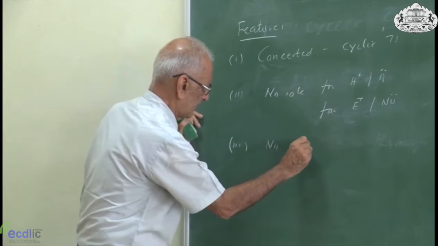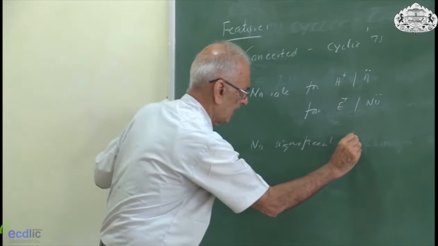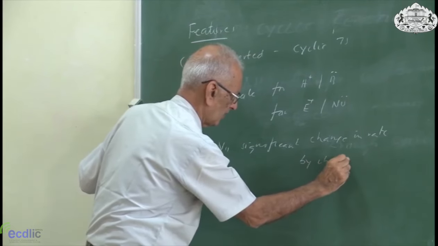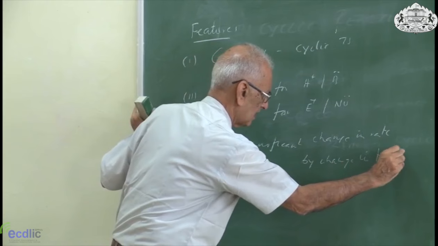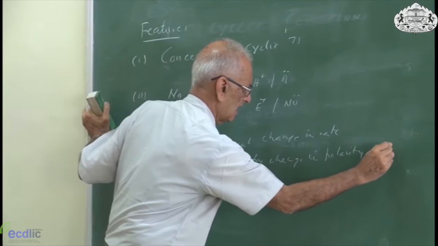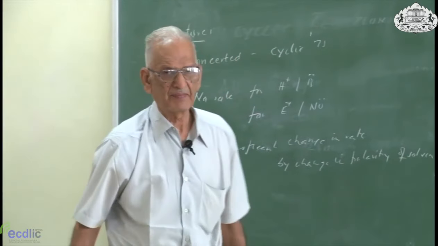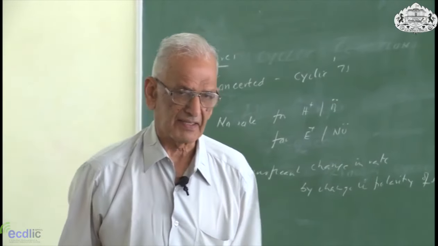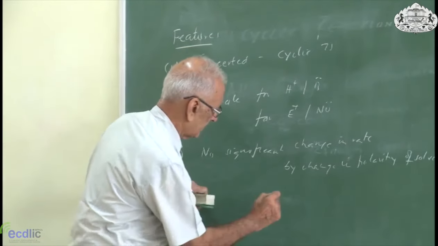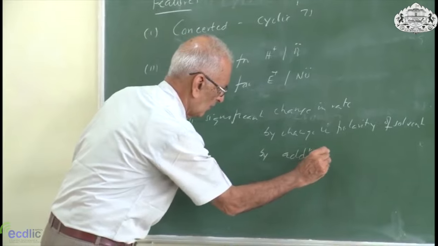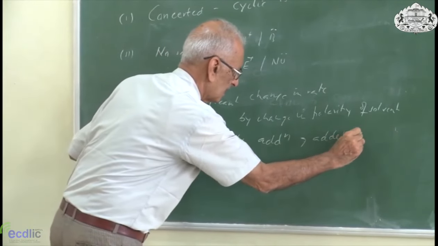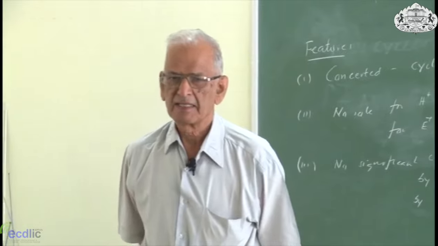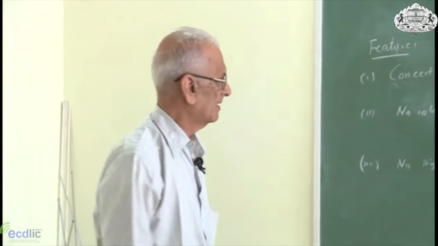No significant change in rate by change in polarity of solvent. As you are well aware, if it's ionic, when I change the solvent, make it more polar, reaction rate increases. No change in rate by addition of added salts. So once again, that's a feature which differentiates pericyclic from ionic reaction.